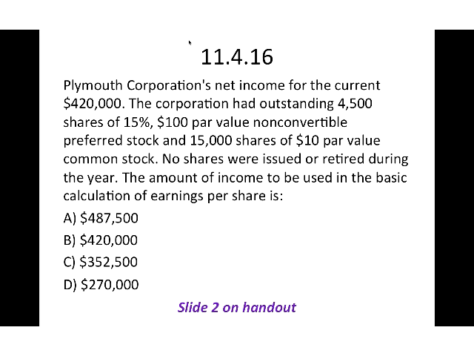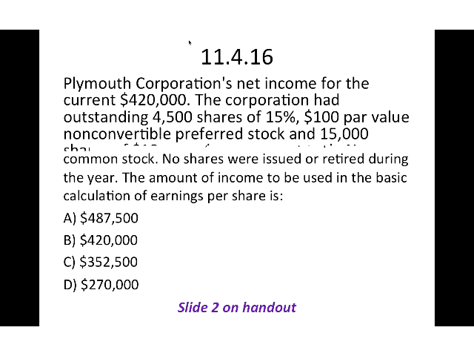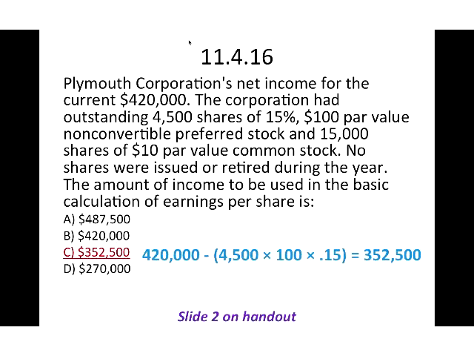So that numerator is not bad to look at, to calculate. How you're calculating it here is indeed the C$352,500. That's the $420,000 minus your preferred dividends. That's all this one's asking for.